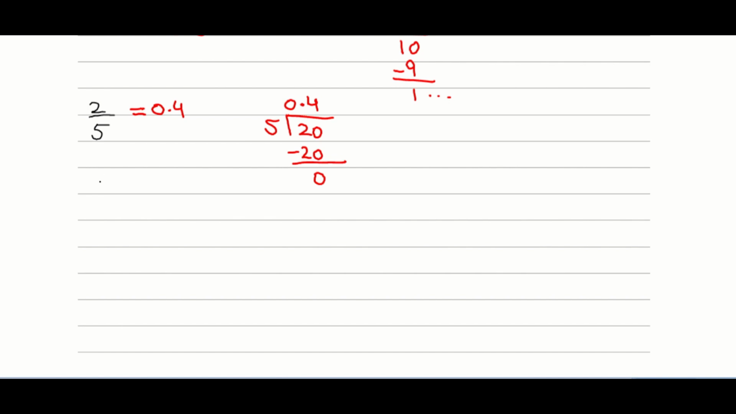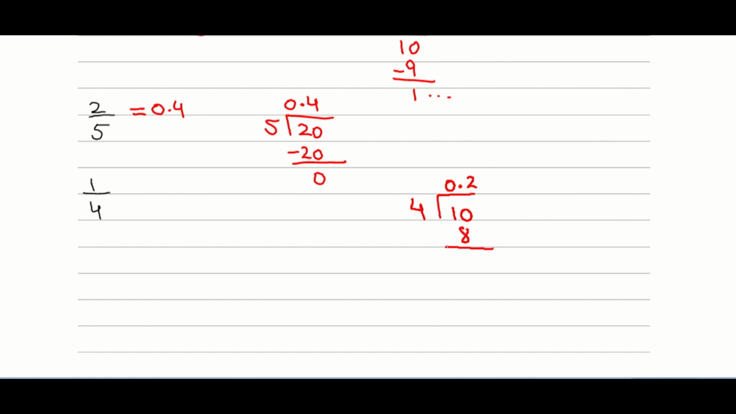And if you have, let's say, 1 over 4, you do the same thing. You write 1 inside, 4 outside, and because 1 is less, you put a decimal on the top and a 0 here. So 4 times 2 gives you 8, because 8 is the number closest to 10 in the table of 4. You have to write the closest number. So 8 is the closest to 10, and it comes when you multiply 4 by 2.